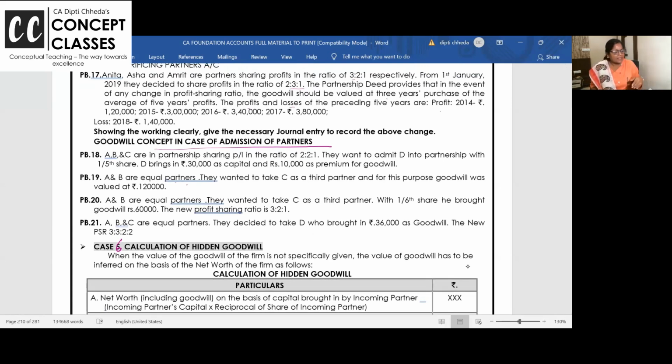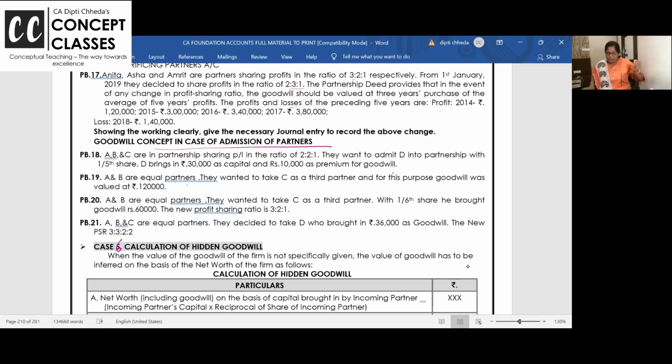A, B and C are partners sharing profits and losses, and they wanted to admit D with a 1/5 share. D brings in 30,000 as capital and 10,000. Just the same concept, practice now. Okay, we will do it together only.